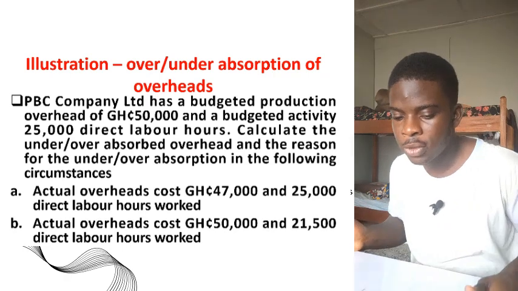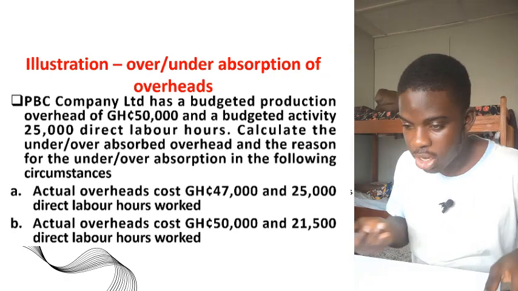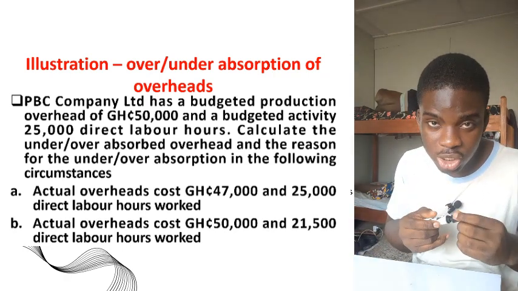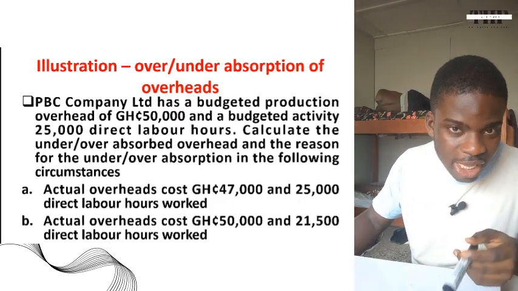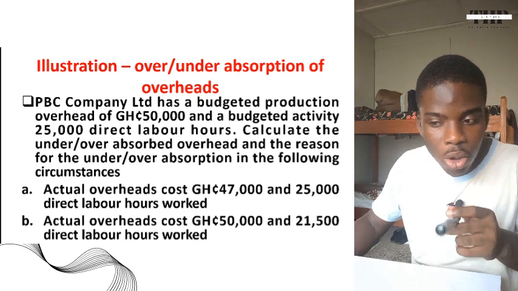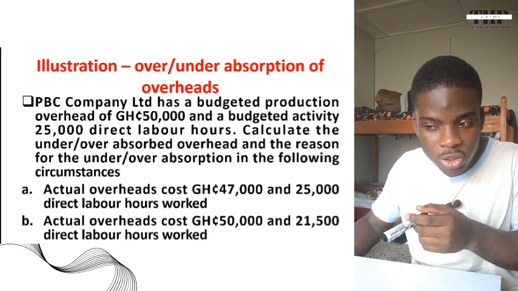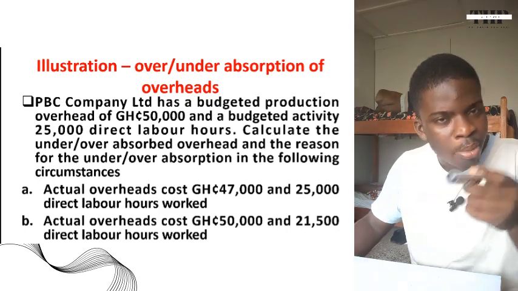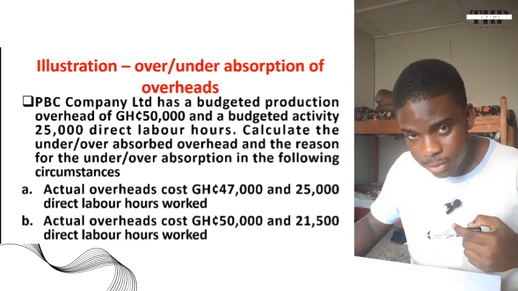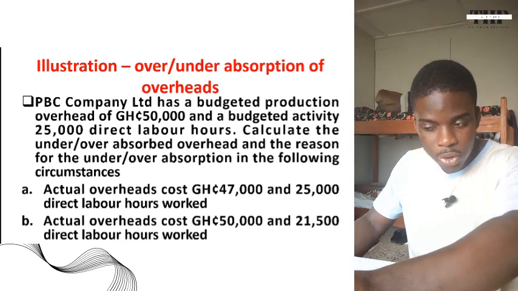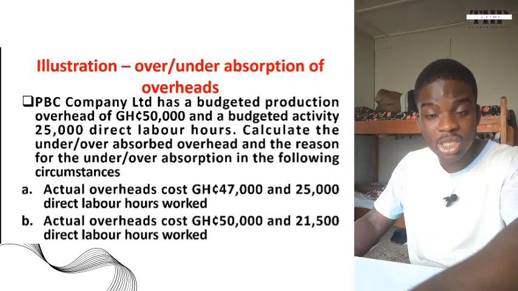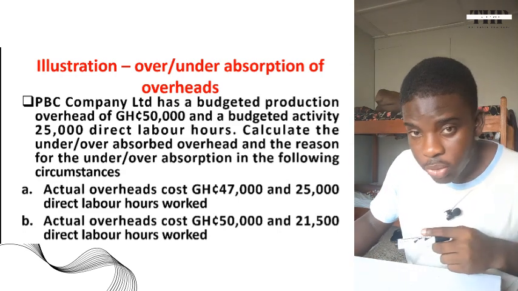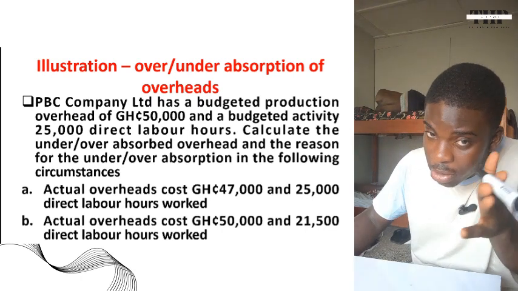7,000. Now, this is the second method, right? That makes your work a whole lot easier. Now, when you have the first method in the A like this, the actual overhead cost is 47,000. But you realize that the activity level is different. Yeah, the activity level is 25,000. It's the same, sorry. So the difference is in the cost.